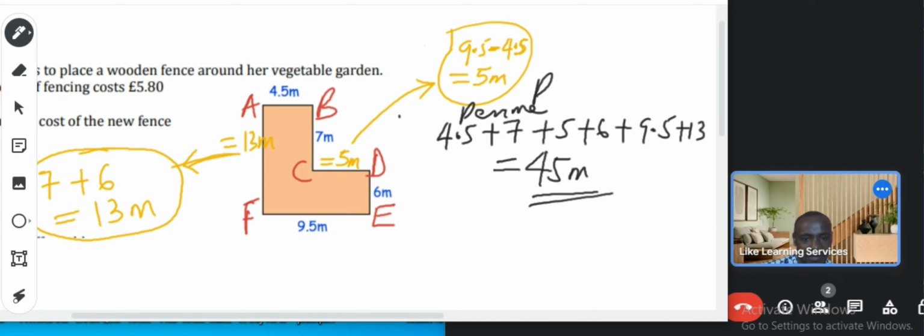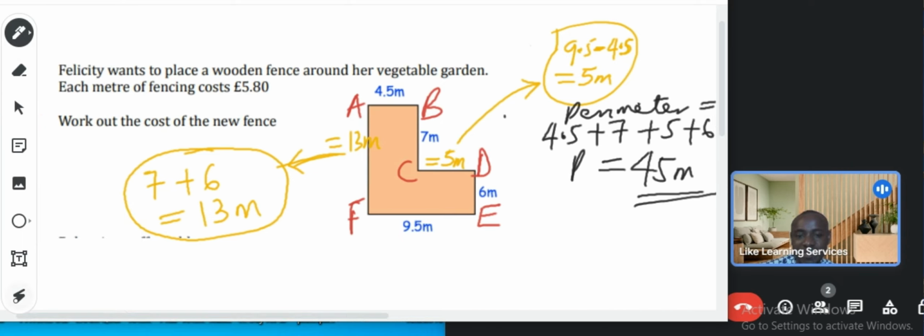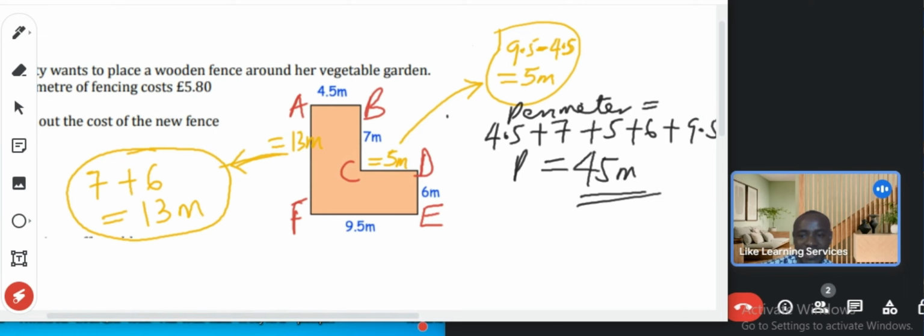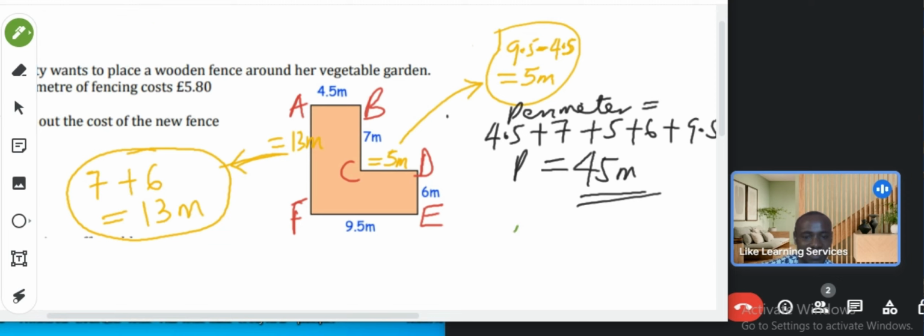Perimeter is equal to this. The perimeter is 45 meters. Now, the simple question is, it says each meter is 5 pounds 80 pence. 1 meter is that. We need to round off with this. Say 1 meter is 5 pounds 80 pence.